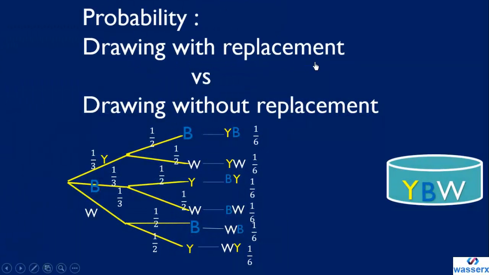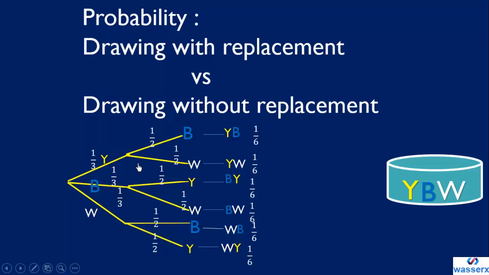Drawing with replacement versus drawing without replacement. If we have 3 identical balls in a container and we pick one ball at random without replacing it, the sample space is affected. So we can use the probability tree diagram to illustrate the situation. When we have the first 3 balls in the container, the probability is 1/3 because they are all equally likely to occur. The probability of picking any of them is 1/3.